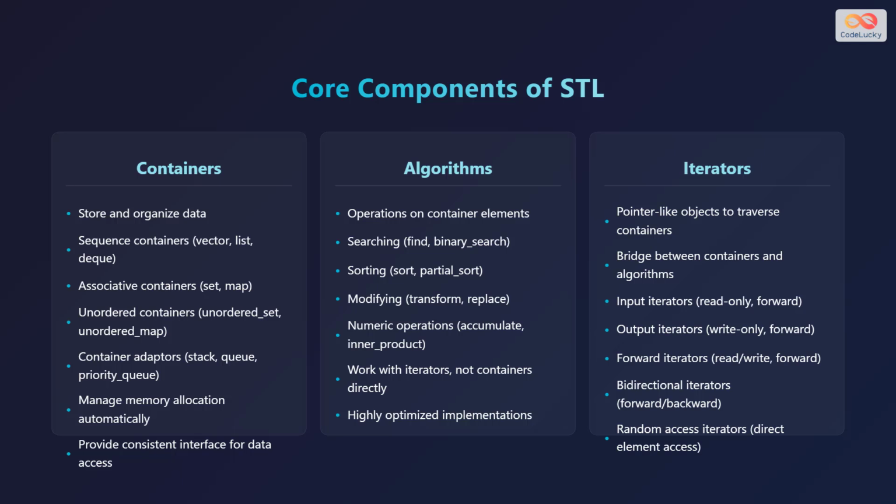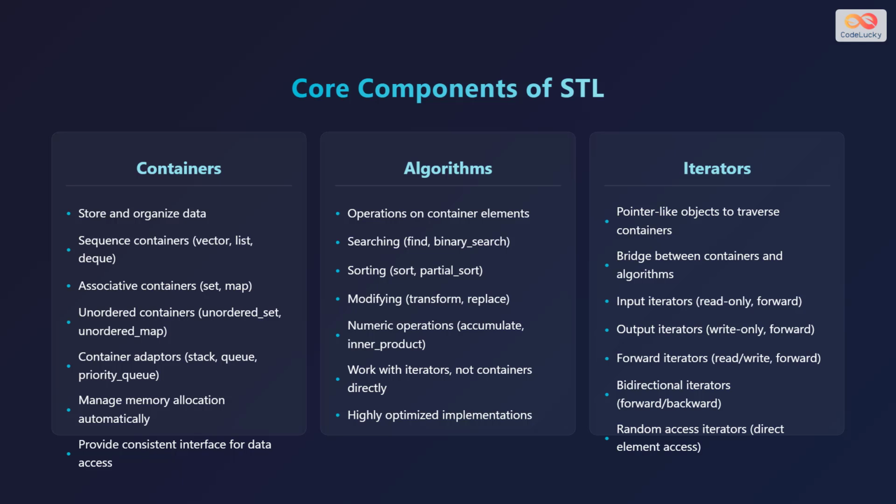Algorithms are operations that can be performed on container elements. Common algorithms include searching, such as find and binary search, sorting like sort and partial sort, modifying like transform and replace, and numeric operations, such as accumulate and inner product. Algorithms work with iterators and are not tied directly to containers, which allows for highly optimized implementations.